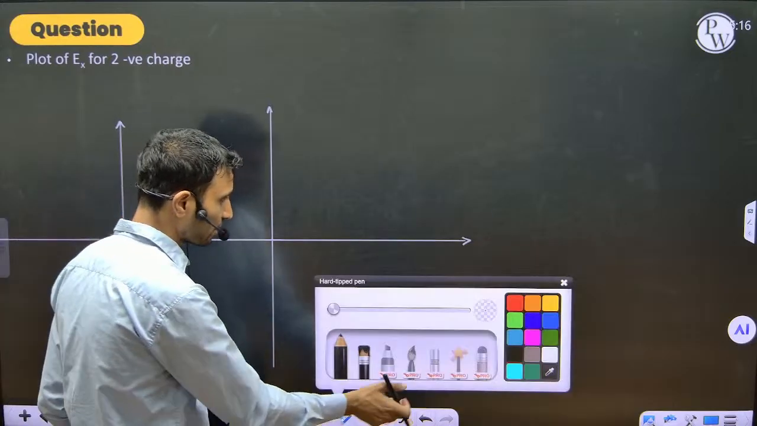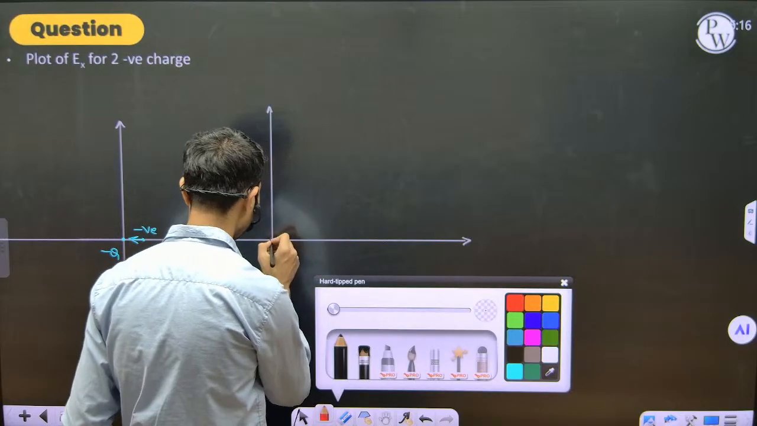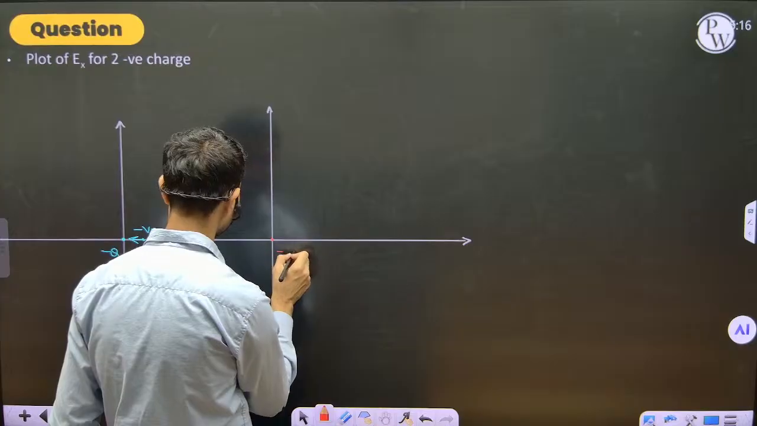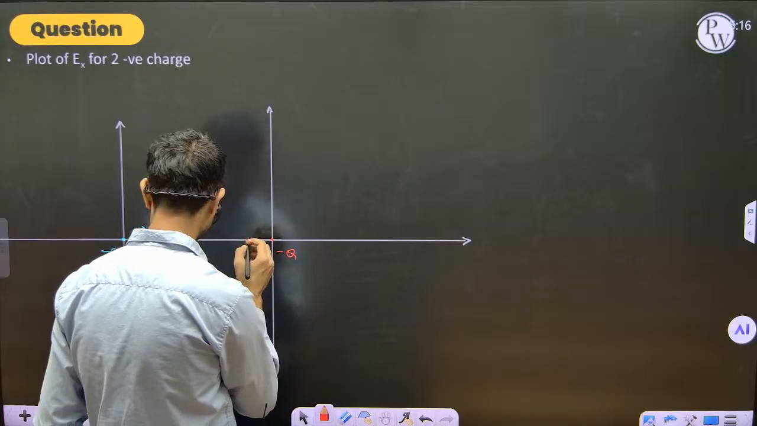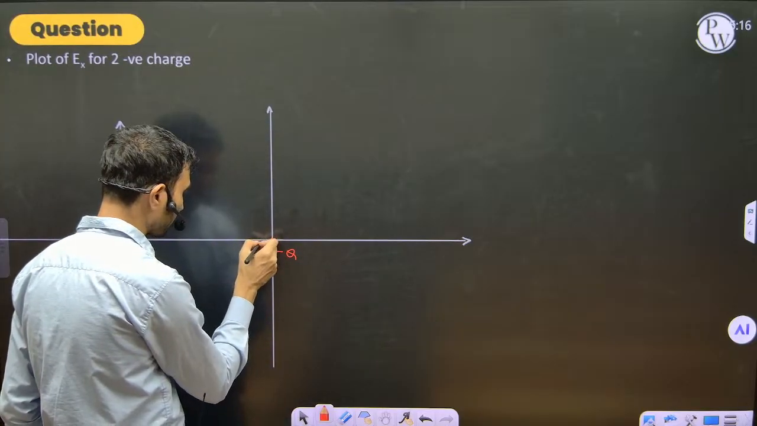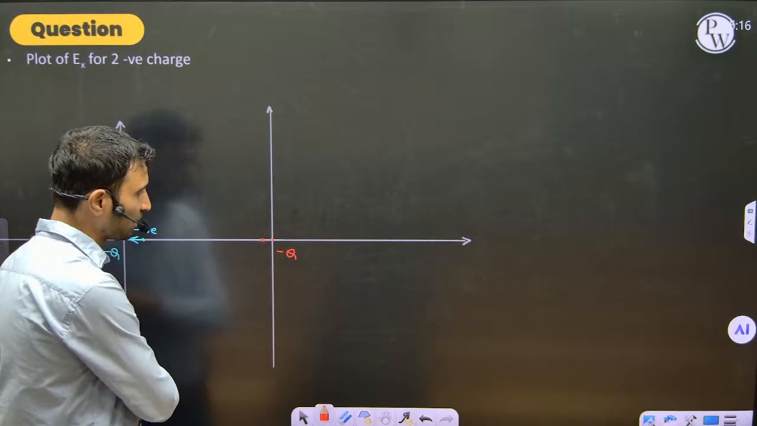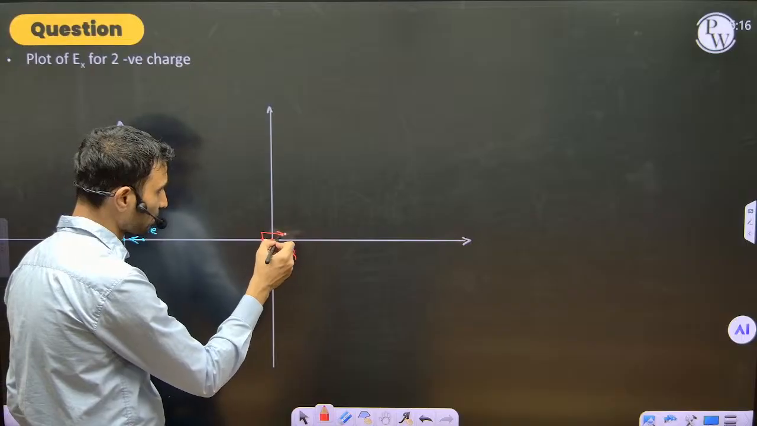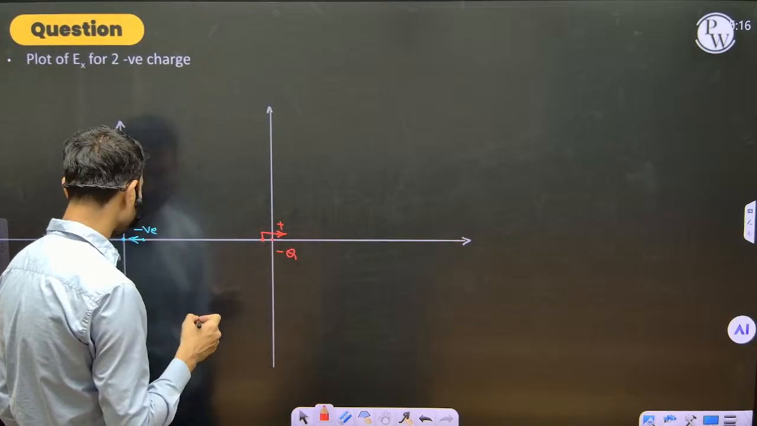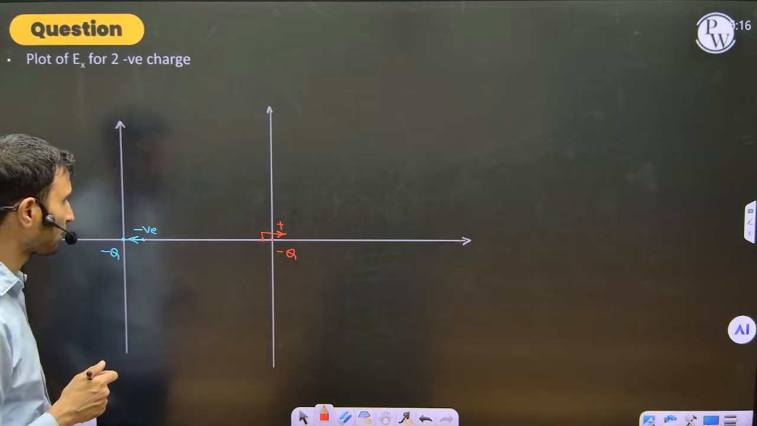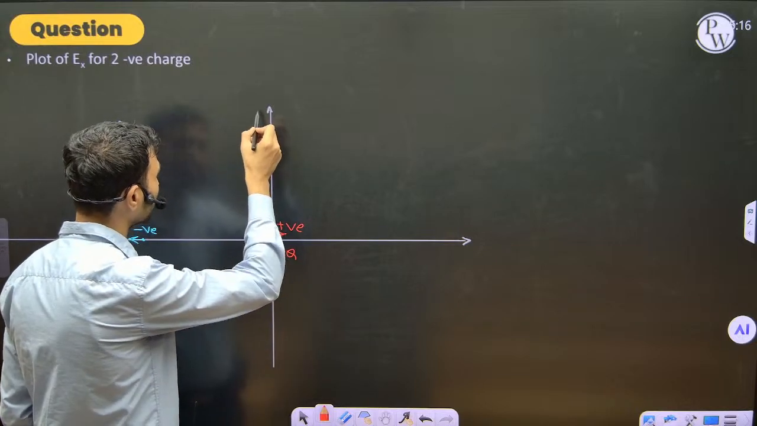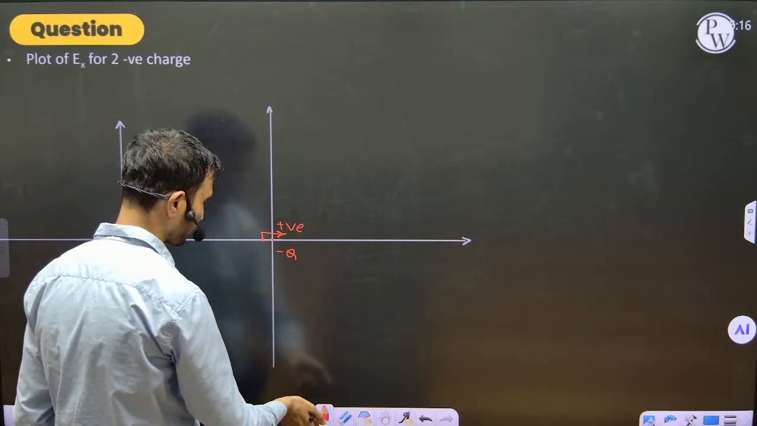And here is another charge which is, let's say, again negative, minus q. So at this point, where will the electric field be? Negative means it will be towards it, right? So the component will be positive. Here the component is negative, here the component is positive, right? Positive means it will start from this point, from the top, right?